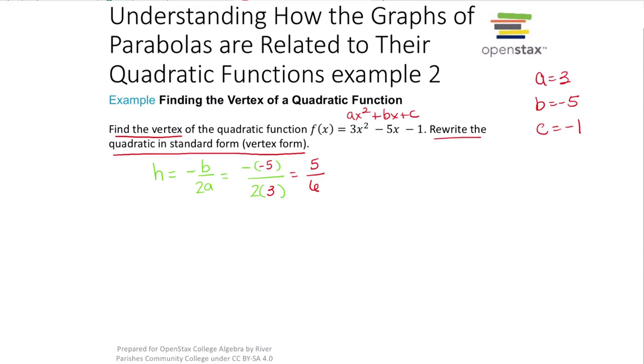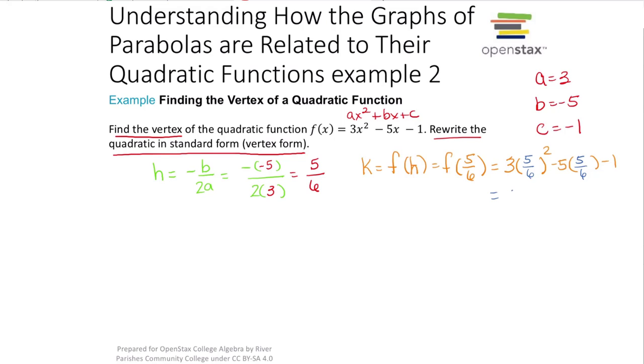Then to find k, we find the function at h. So we're going to find the function at 5 over 6. That part will be fun, because they gave us a fraction. So 3x squared minus 5x minus 1, and x in both cases is 5 over 6.